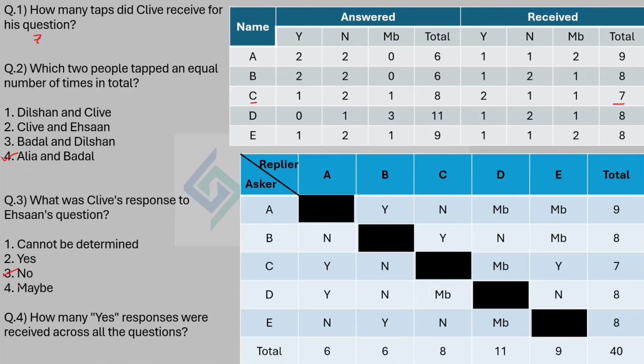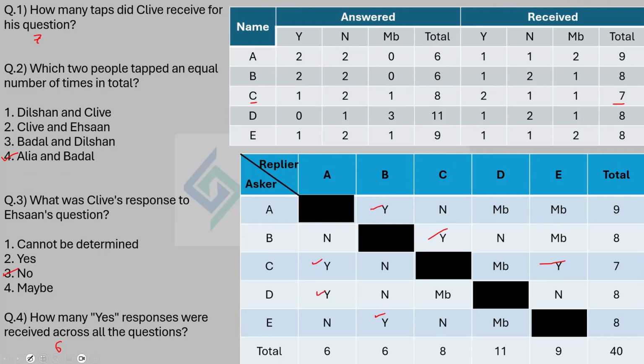And question 4 is how many yes responses were received all across? So let's count column wise. 1, 2, 3, 4, 5, 6. So 6 will be the answer to question 4. These are the answers to the 4 questions of this set.